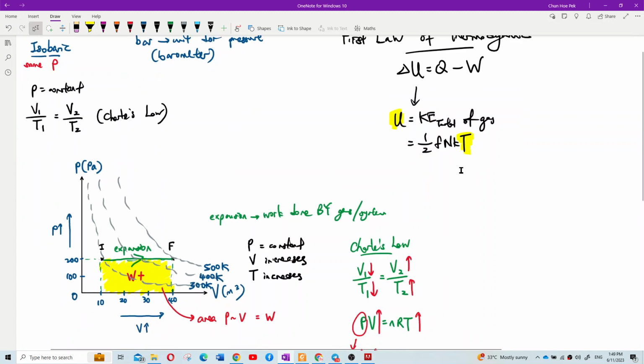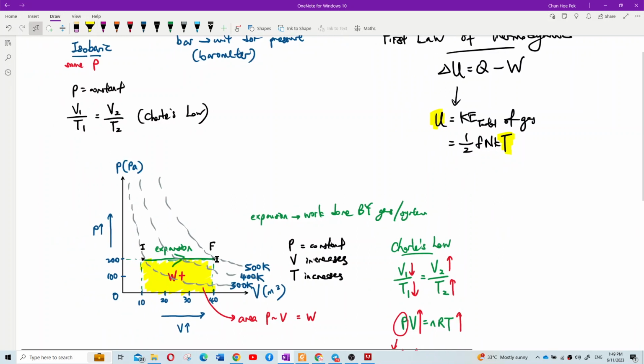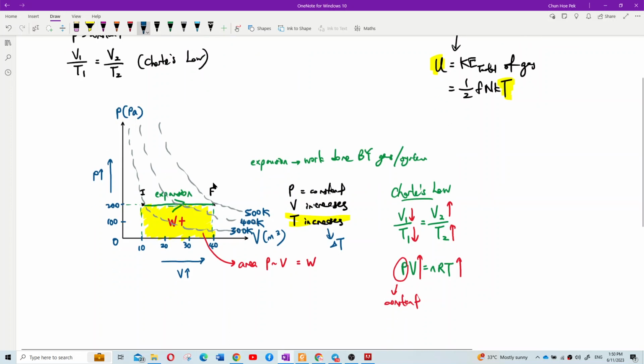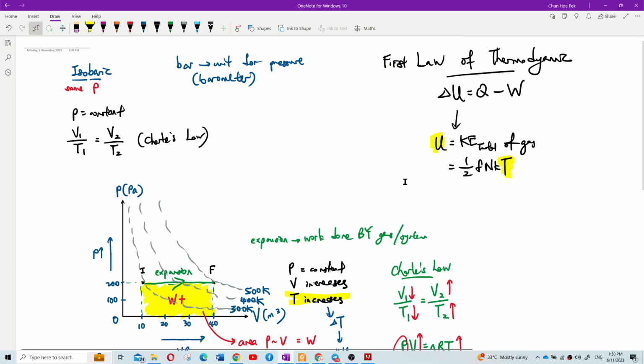Okay, so I want to ask you, is there any change of temperature in this process, isobaric? Yes, you see, temperature increases, isn't it? So that means there is delta T, a change of temperature. A change of temperature means a change of internal energy between initial and final point. So delta U is not zero.